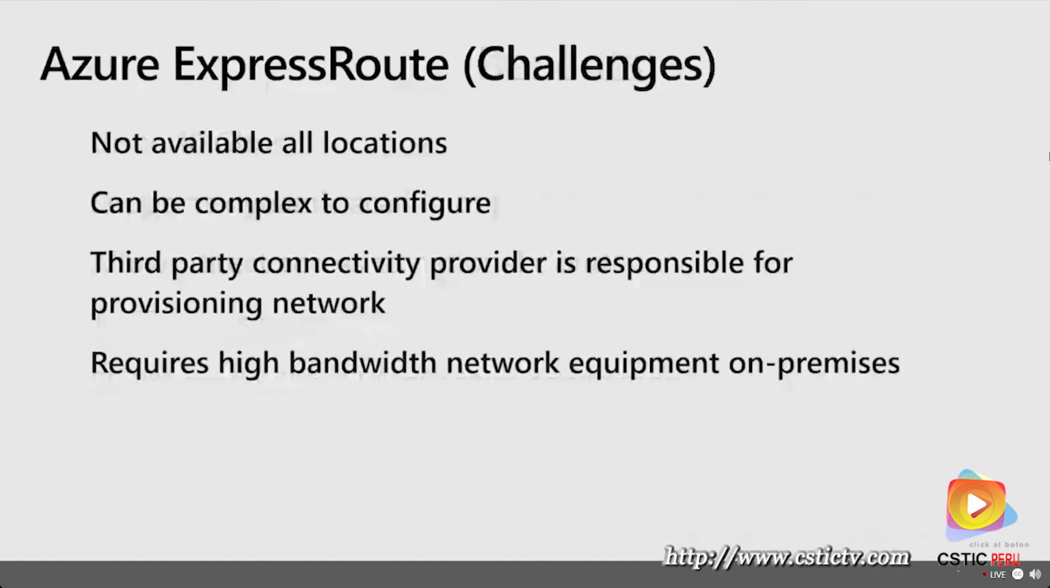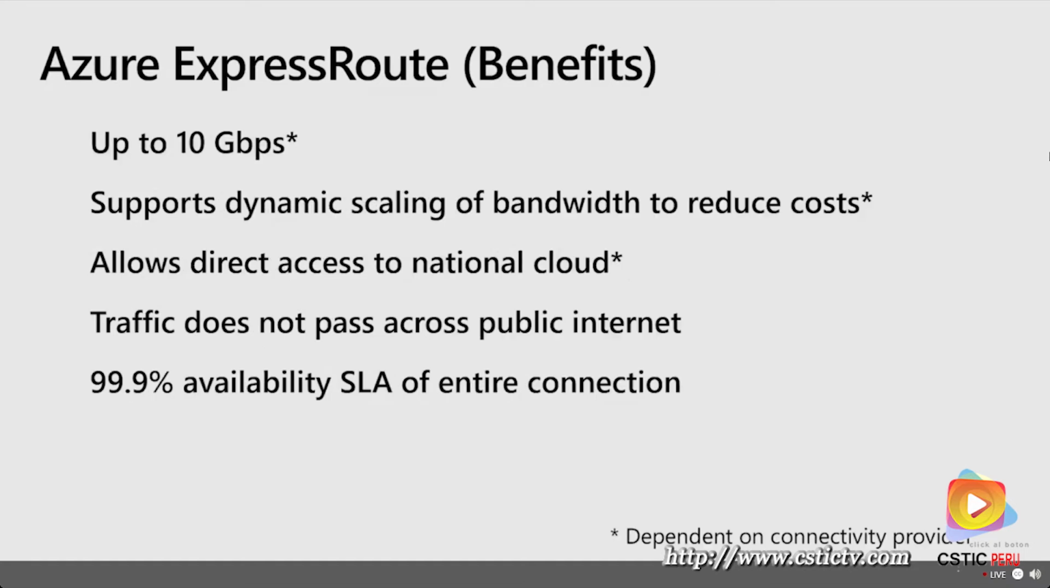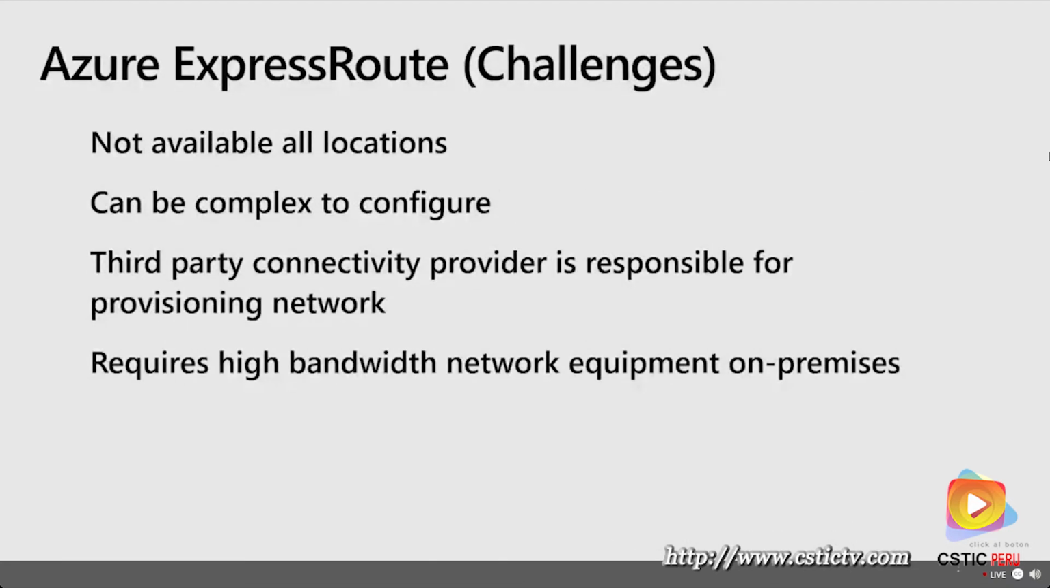That all sounds pretty good, but there are a few considerations with Azure Express Route. For one, it's not available in all locations, so you're more likely to find it in some of the major cities, for example. The architecture itself can be quite complex to configure, and you do have to deal with a third-party connectivity provider. So they are the ones who are provisioning this network for you to use. You also need some pretty high bandwidth networking equipment on your on-premises sites.